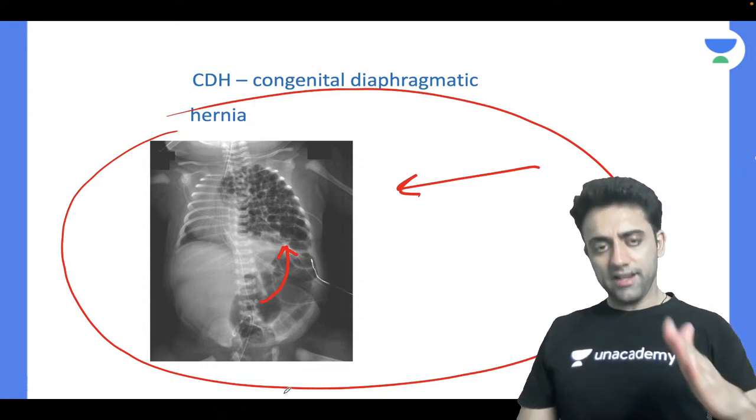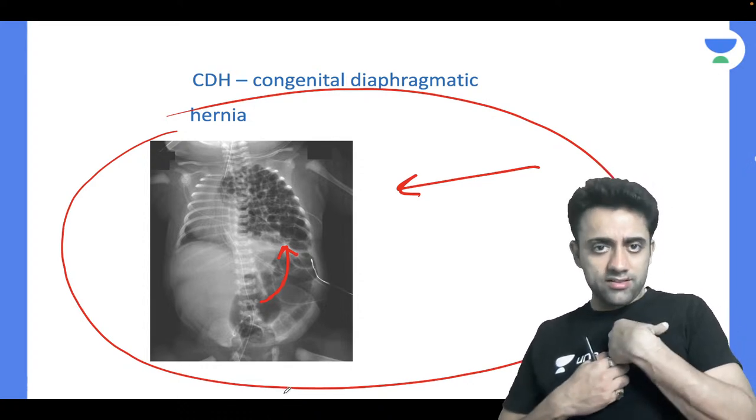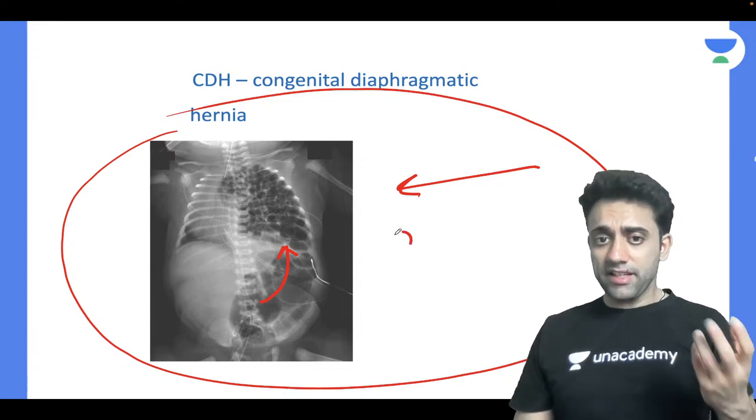Yes or no? The intestine has gone little up. It has compressed the lungs, compressed the left side of the lung. And lungs, basically, they are like sponge.